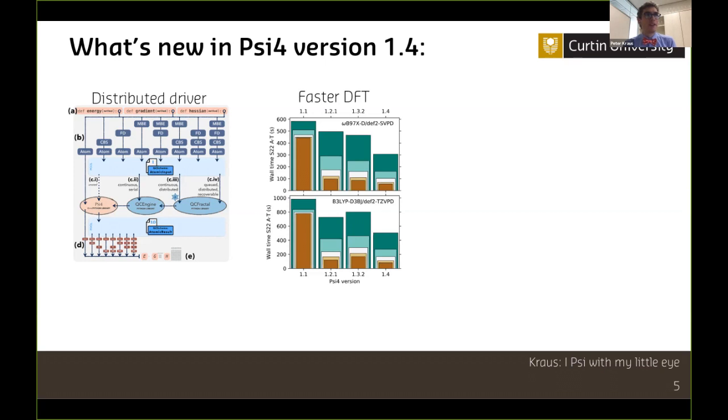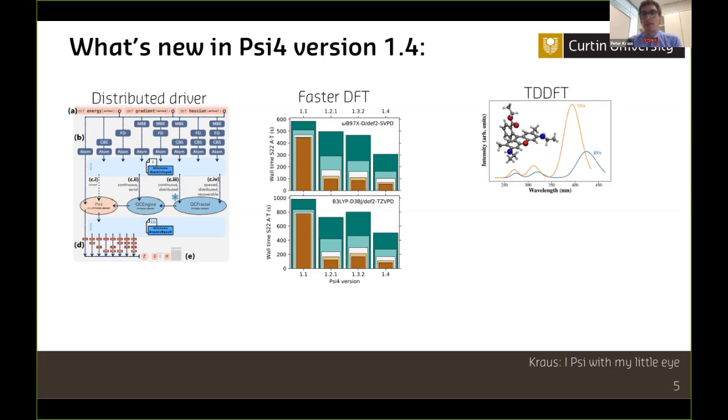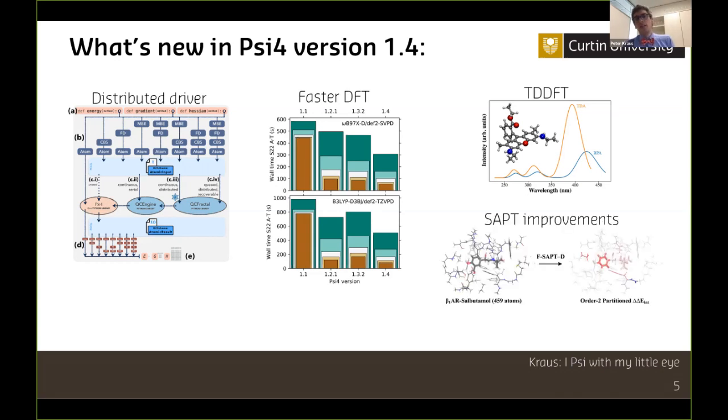So it's worth actually doing DFT in Psi4, especially for range separated functionals, for which the density fitting routines for the SCF, self-consistent field, term are now available as well. And finally, there are new features. Some of them I mentioned. For example, TDDFT is now merged into the master, and there are many symmetry adapted perturbation theory improvements if you want to do non-covalent interaction studies.